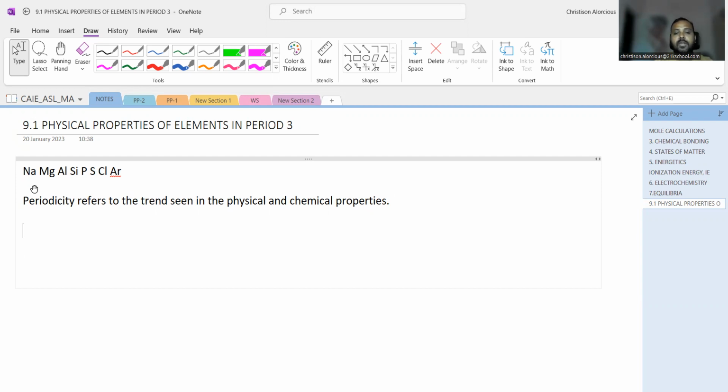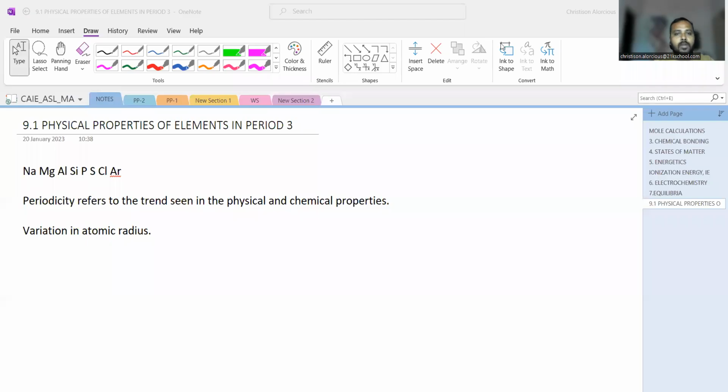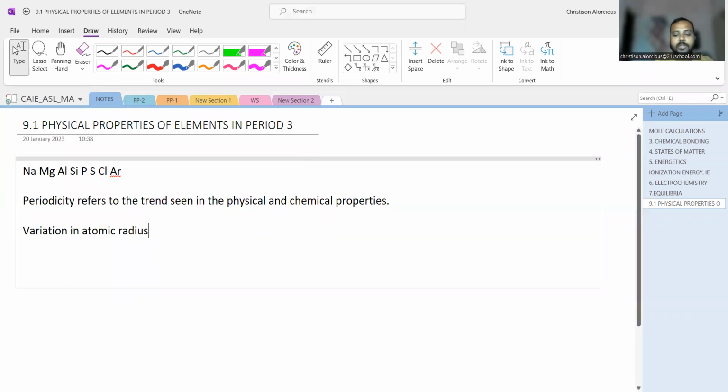Okay, and the first thing that we need to talk about is the atomic radius. All right, let's talk about variation in atomic radius. In the previous version of your data booklet, we had information about the atomic radius of the different atoms, so that would have been helpful. But even otherwise, I think they just expect you to know it qualitatively without looking at data.